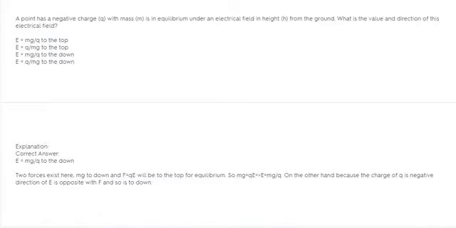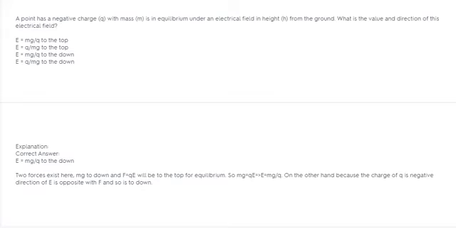A point charge with a negative charge and mass m is in equilibrium under an electric field at a height from the ground. What is the value and direction of this electric field? E equals mg/q to the top, E equals q/mg to the top, E equals mg/q to the down, E equals q/mg to the down. Explanation. Correct answer: E equals mg/q to the down.